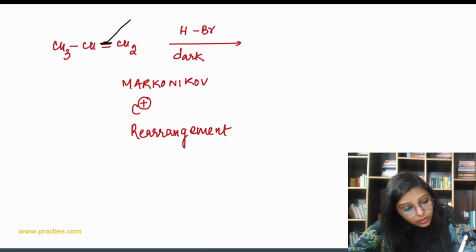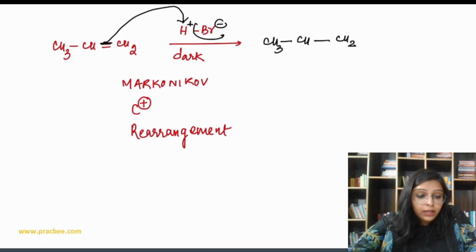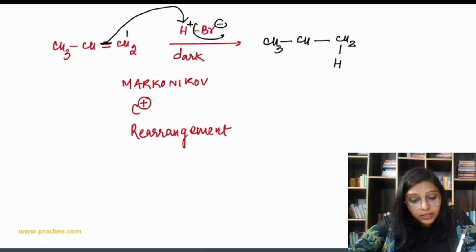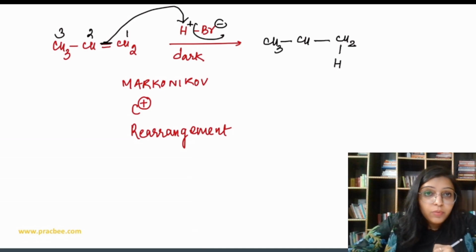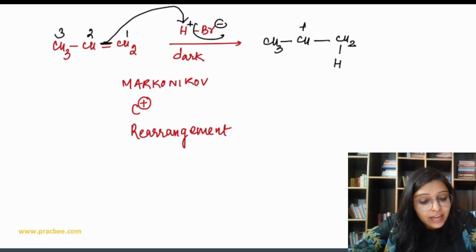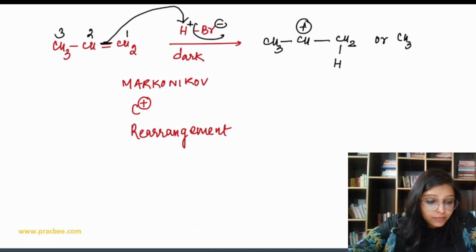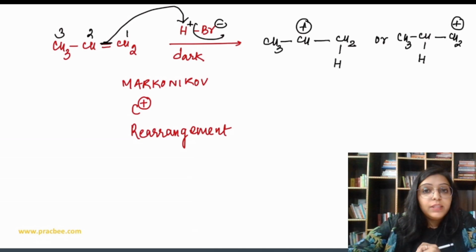Now what happens? This double bond electron forms a bond with this H plus, and Br minus leaves. So CH3, CH and CH2. Now we have two things. If hydrogen forms a bond with carbon number 1 (carbons 1, 2, 3), then we have the carbocation formation over here, right? Or we can have CH2 positive. If hydrogen forms a bond with the second carbon, then the carbocation is formed on the first carbon.